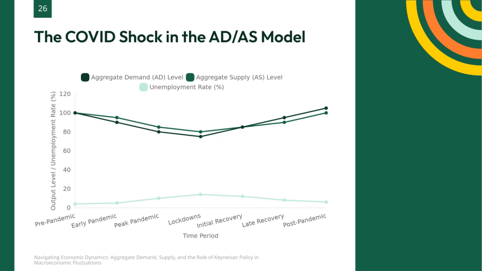This led to a rise in unemployment, peaking during the strict lockdowns when demand and supply hit their lowest points, and unemployment soared to 14%. With the initial recovery phase, demand began to rebound faster than supply, which leveled out at similar points, causing unemployment to start falling but still remaining elevated. By the late recovery and post-pandemic periods, demand even surpassed pre-pandemic levels, suggesting strong consumer activity. While supply was catching up, unemployment gradually returned closer to normal levels. This chart clearly illustrates the dynamic interplay between demand, supply, and employment throughout the stages of the pandemic shock.